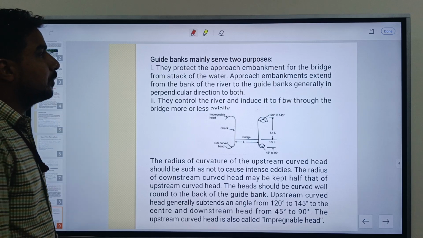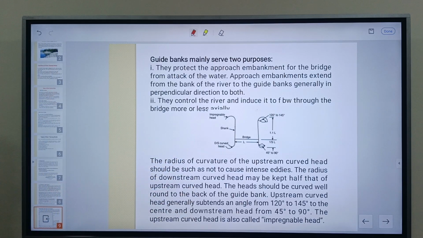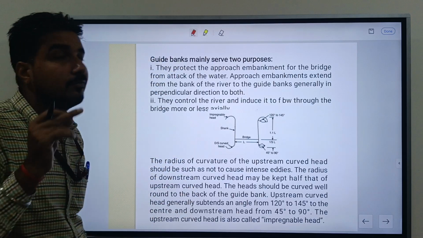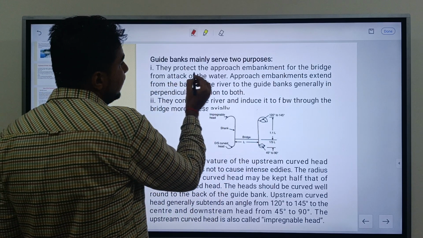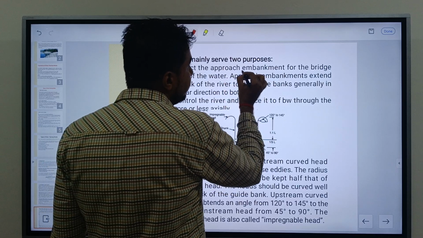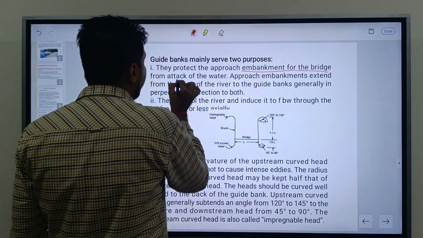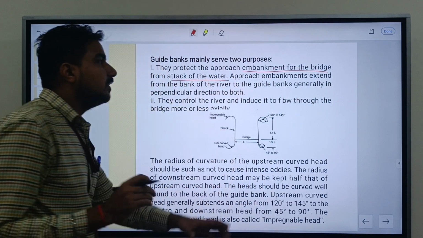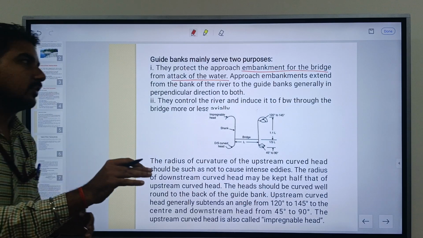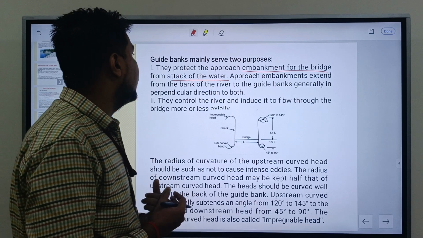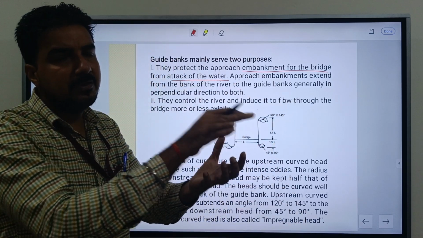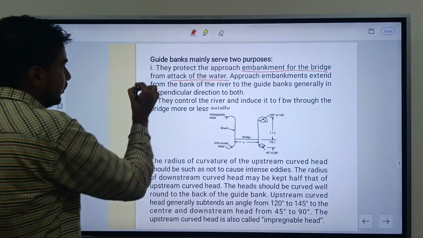Guide banks mainly serve 2 purposes. We have discussed the 4 parts, and now we discuss the purposes of guide banks. What are the 2 purposes? First, they protect the approach embankment of the bridge from attack of the water. Means if the water attacks a structure directly, this type of embankment is very helpful to reduce the direct attack of water on the bridge pier or structure. So this is the first one.